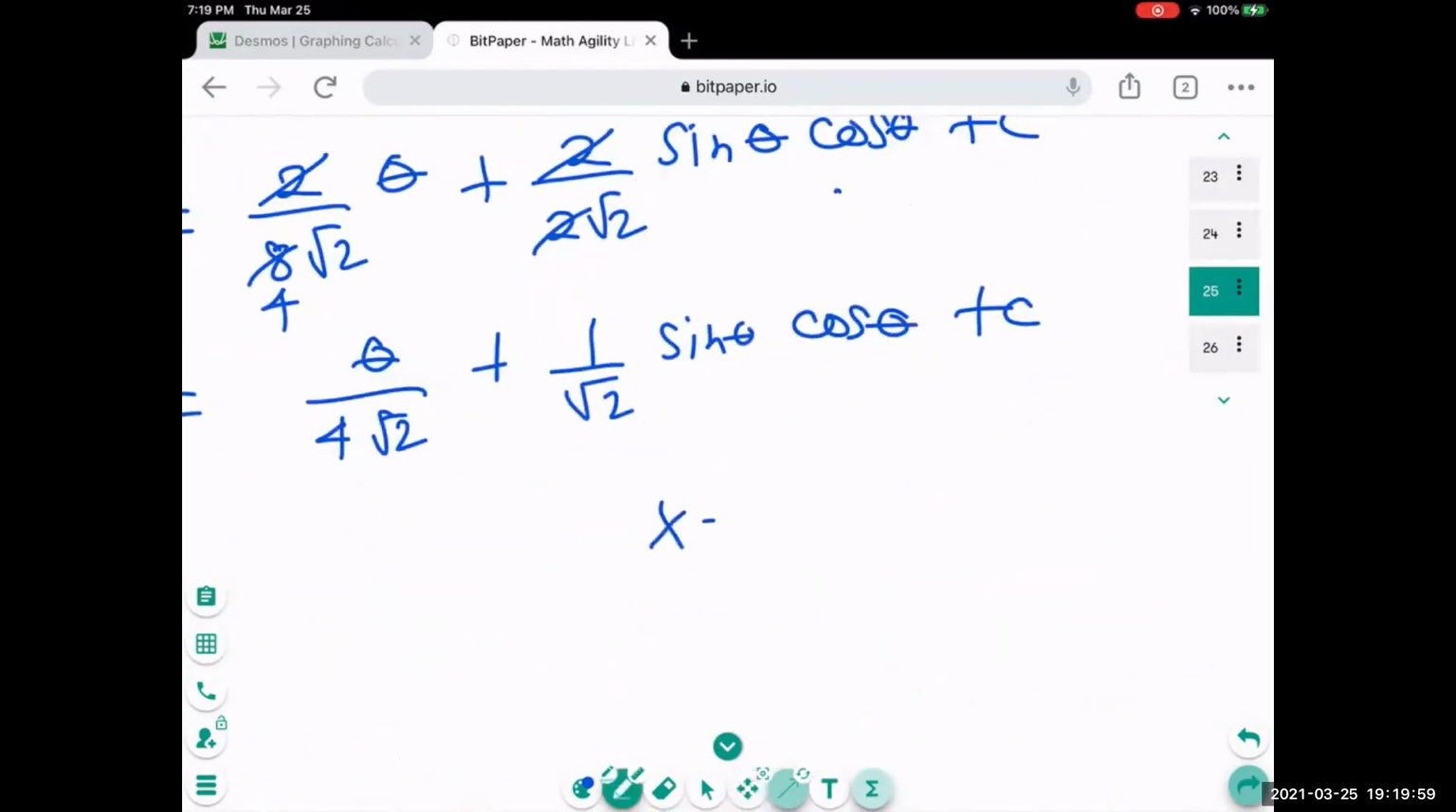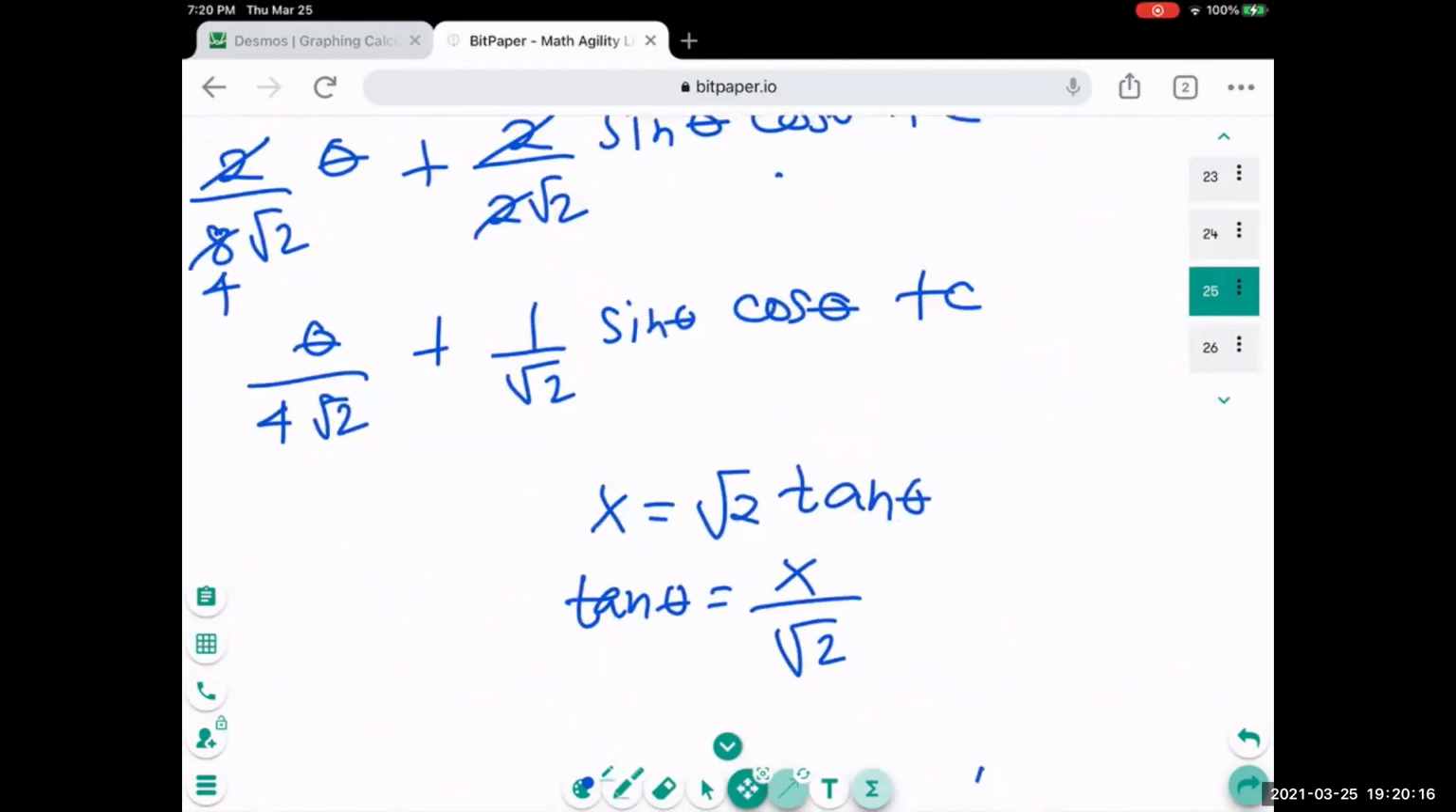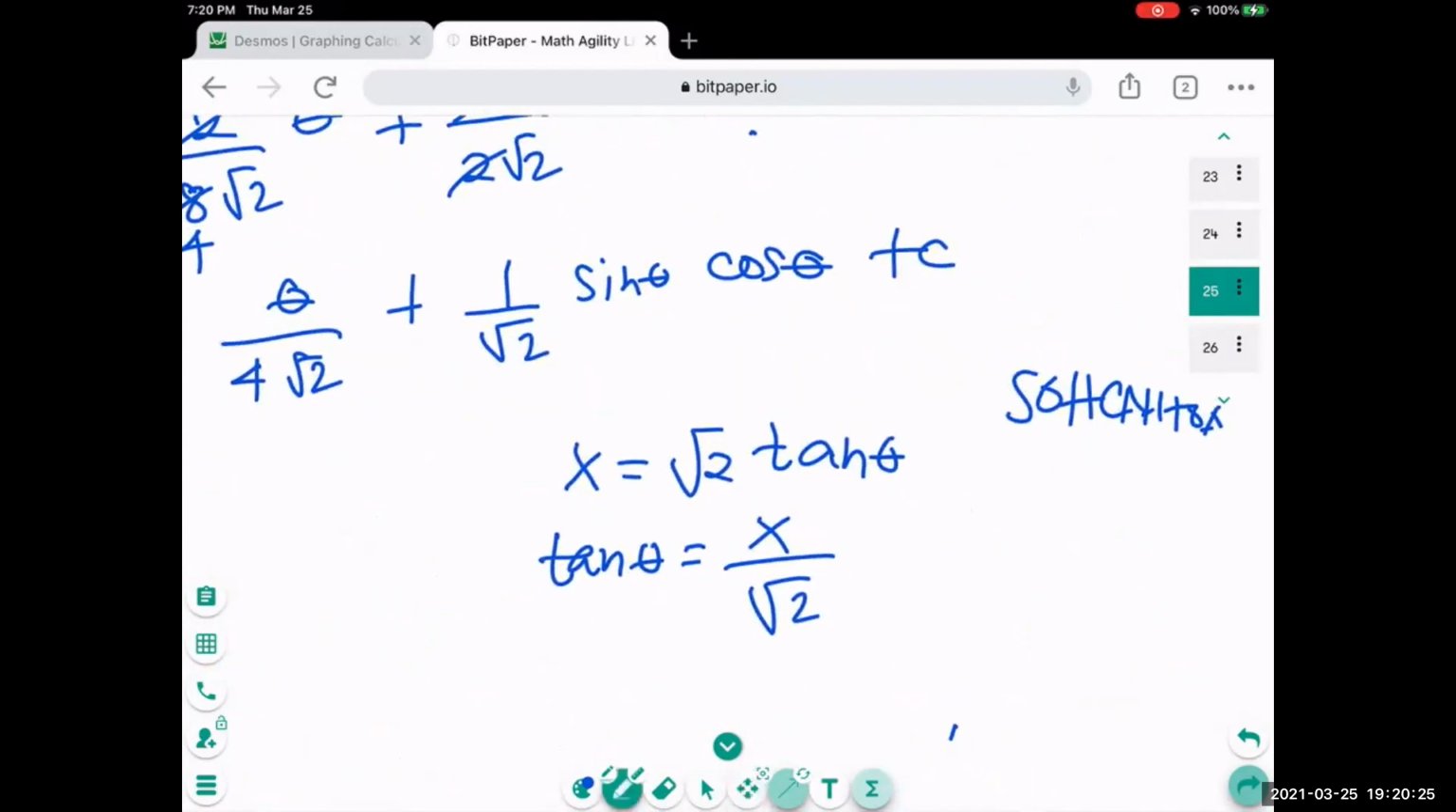So x equals square root of 2 tangent theta, right? So our tangent theta is actually equal to x over square root of 2. So balik tayo kay SOH-CAH-TOA. Ano sabi natin kay SOH-CAH-TOA? And let's draw a right triangle here. Ito yung theta natin.